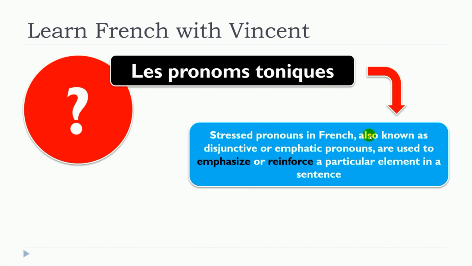Stress pronouns in French, also known as disjunctive or emphatic pronouns, are used to emphasize or reinforce a particular element in a sentence. So this is really important. Remember, you will use les pronoms toniques to emphasize or reinforce an element that is in the sentence.